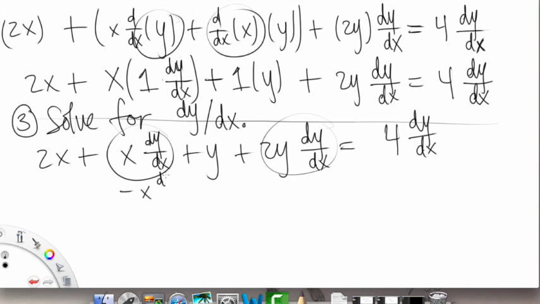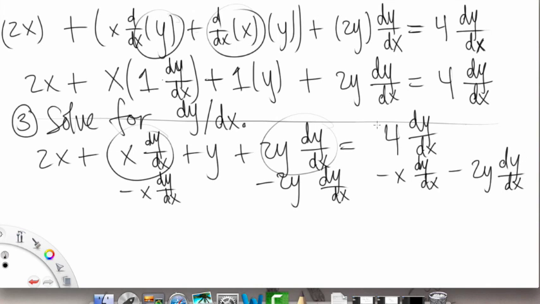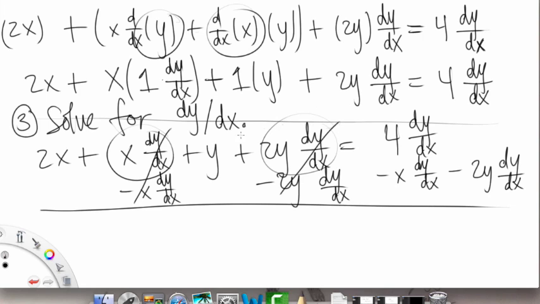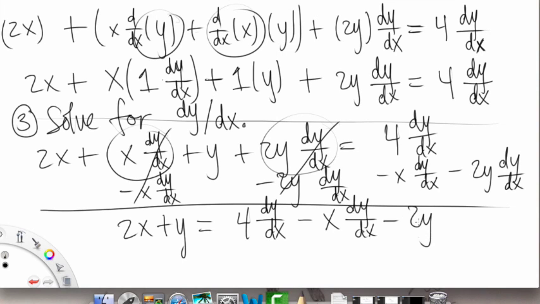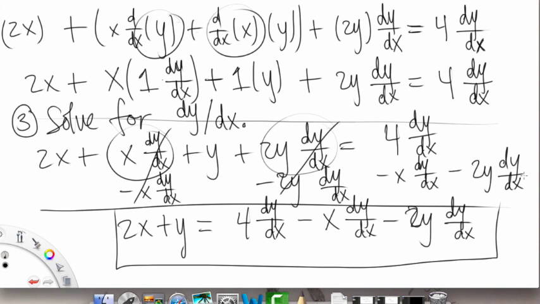So we're going to subtract x times dy/dx, and we're going to subtract that 2y dy/dx to the right side. If we do that, we get minus x dy/dx on the right side, and minus another 2y times dy/dx. On the left side, all we're going to be left with is 2x plus y, right? Because we subtracted the other terms over to the other side. And then we get 4 dy/dx, which was already on the right side, and then this new minus x dy/dx, and a minus 2y dy/dx. Okay, so we're almost there. I'll write this last line on the top of the next slide so we can continue and wrap this up.